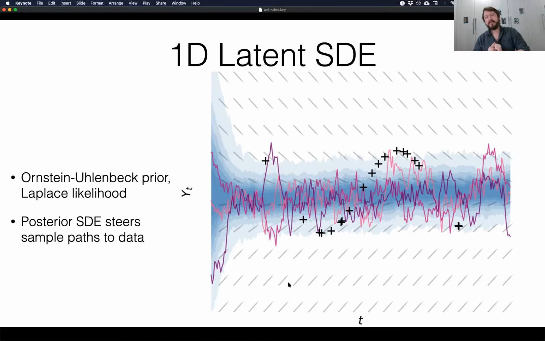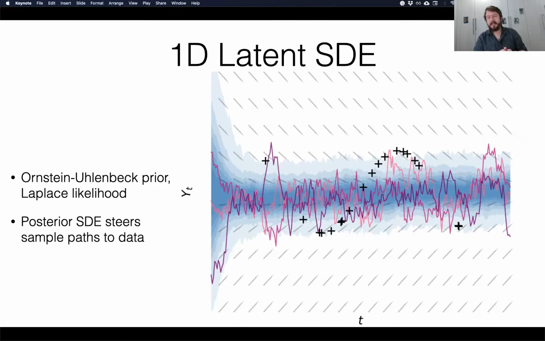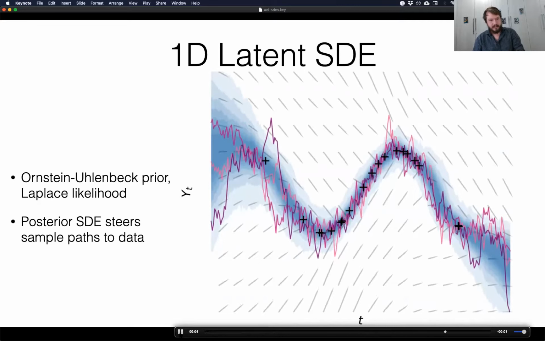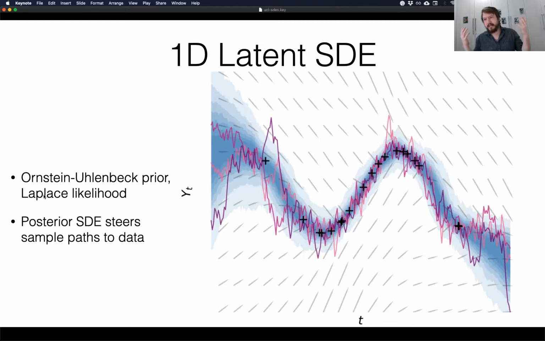Now, when I optimize that ELBO using all the machinery I showed you before, we end up with another SDE that characterizes the approximate posterior, and it does what you think. The drift learns to send the sample paths near the data, but because it's variational inference, it's Bayesian, it does the right thing, which is that it maintains uncertainty where there is no data. This is an OU prior, so the prior is actually a Gaussian process, but we're using a Laplace likelihood. So the true posterior is not a Gaussian process, but the nice thing is our approximate posterior doesn't have to be a Gaussian process either.